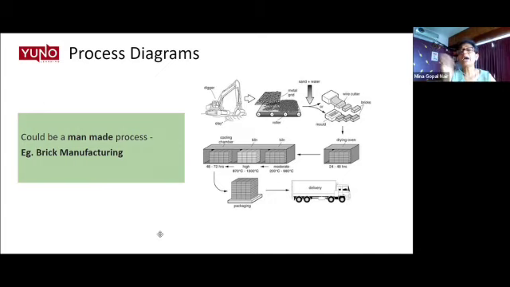Now you could have different types of processes. It could be a man-made process. A man-made process is typically related to manufacturing. So there is this diagram over here, which is a process of brick manufacturing. This entire process tells you how bricks are manufactured. It could be anything. It could be olive oil or orange juice, or it could be cheese. Any such product, the manufacturing process, is a man-made process.